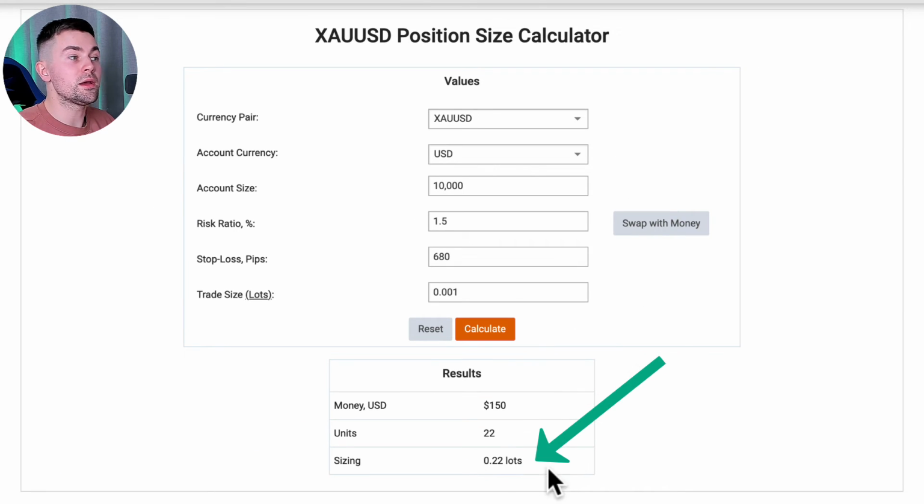Here will be your best fixed lot for your gold trades. The idea is that your maximum loss should not exceed 1.5% of your trading account, while the average loss should be around 1%.